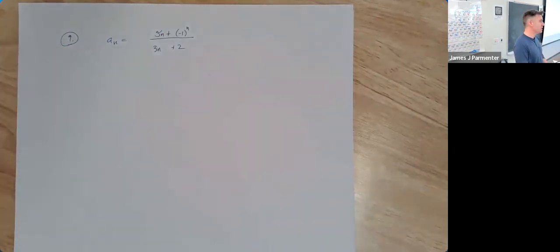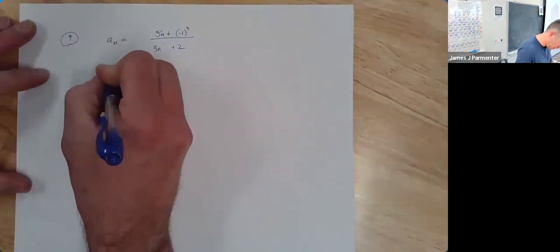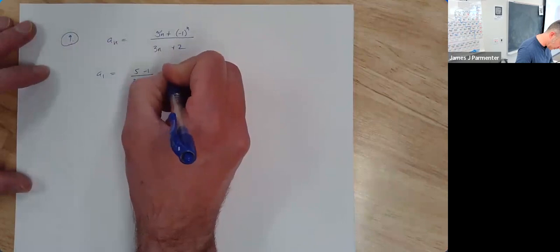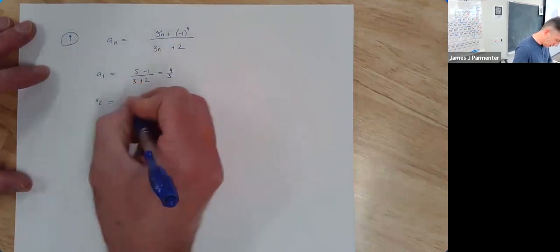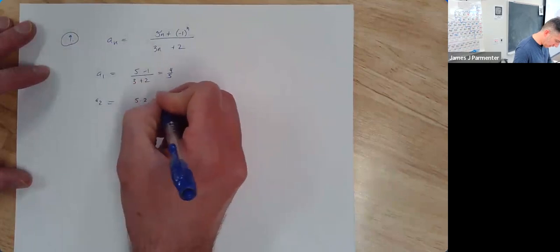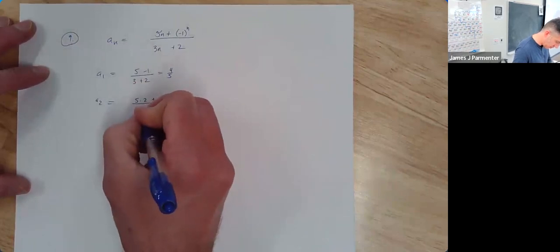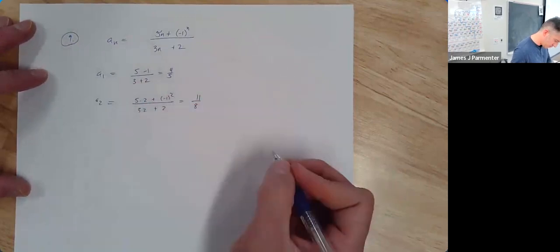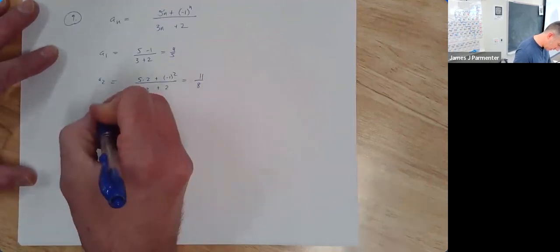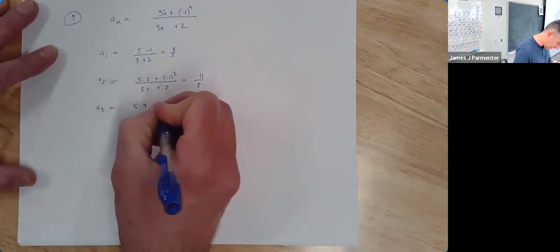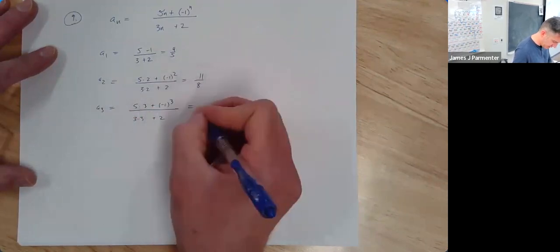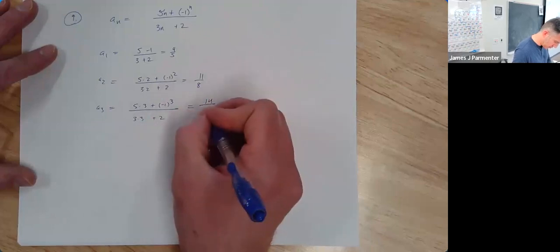Is this an alternating sequence? Let's write out some terms and see. A sub 1 is 5 minus 1 over 3 plus 2, which is 4/5. A sub 2 is 5 times 2 plus negative 1 squared over 3 times 2 plus 2, which is 10 plus 1 over 6 plus 2. A sub 3 is 5 times 3 plus negative 1 cubed over 3 times 3 plus 2. That's 15 minus 1 over 9 plus 2.